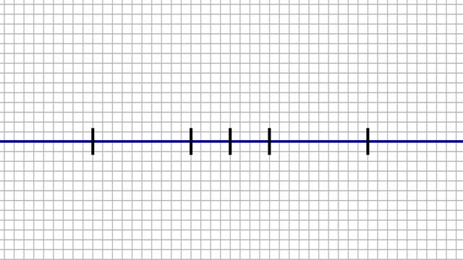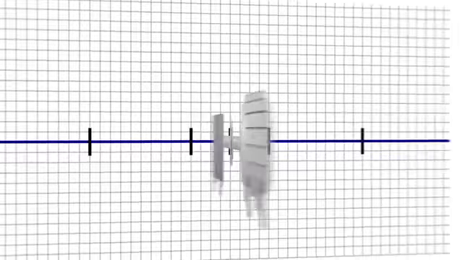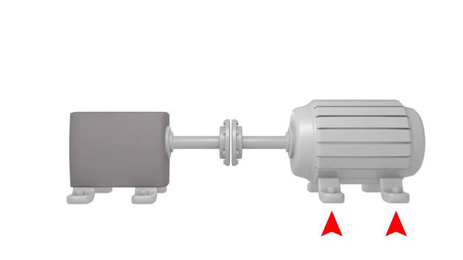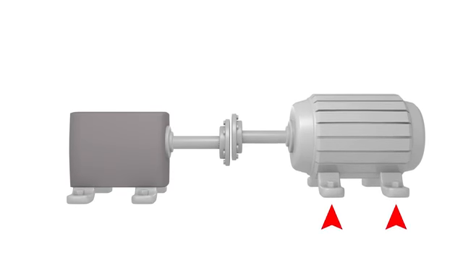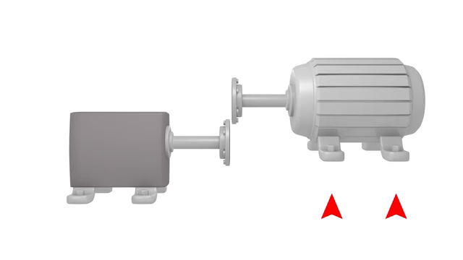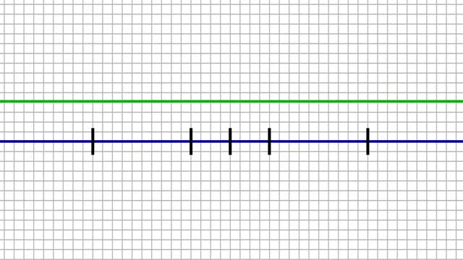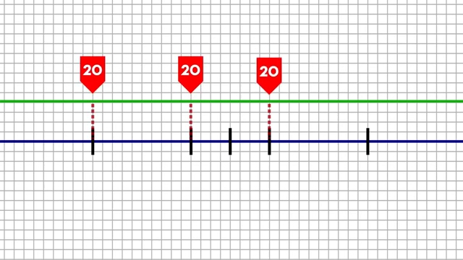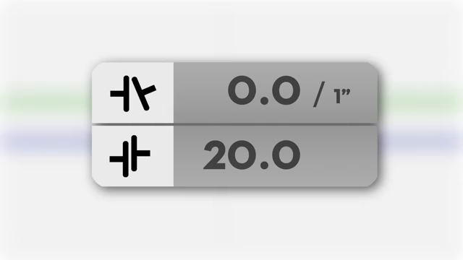Beginning with our shafts in perfect alignment, let's introduce some offset misalignment by raising the front and back feet of the movable machine equally by 20 thou. The movable shaft center line is now offset from the stationary shaft center line by 20 thou at every point along its length. Because we've added the same amount to both front and back feet, the shafts are parallel. There is no angular misalignment, so our offset misalignment is 20 and our angularity is 0.